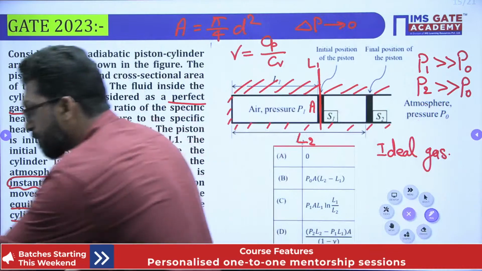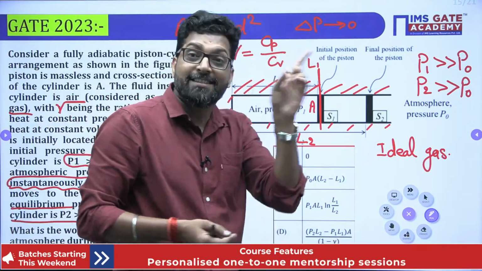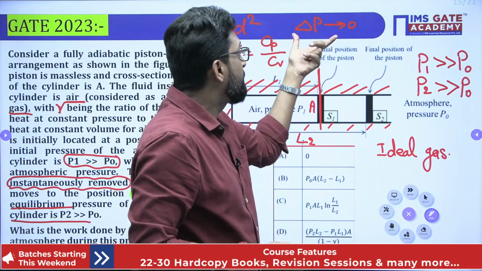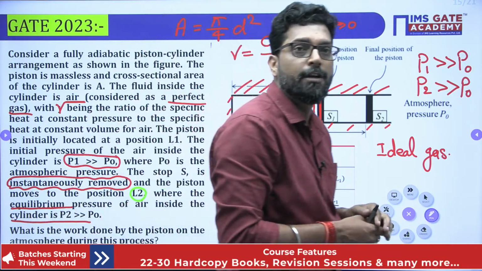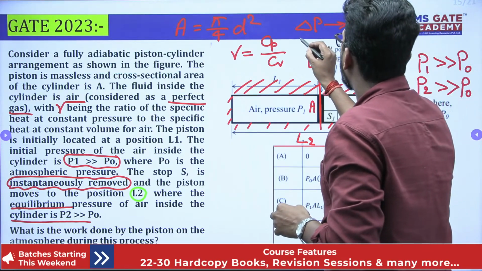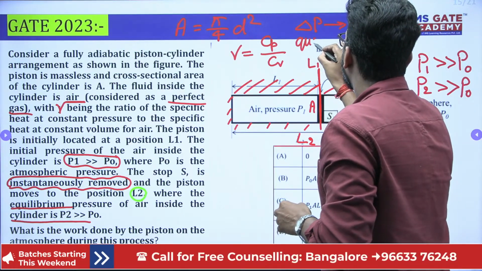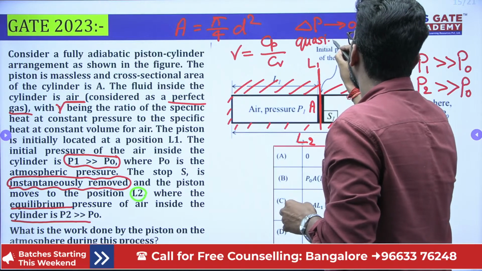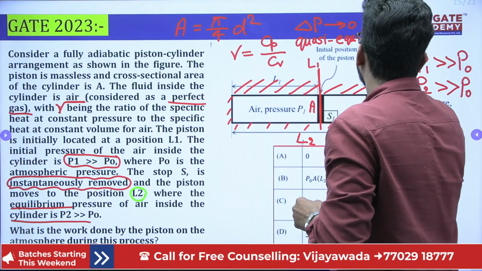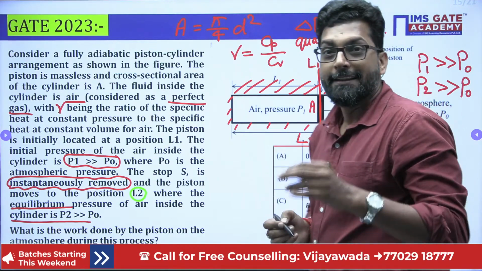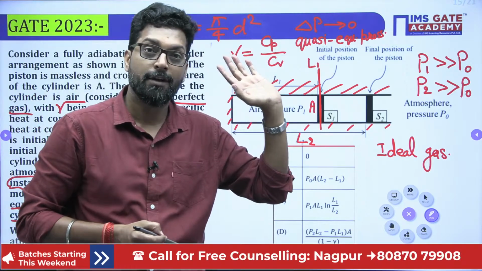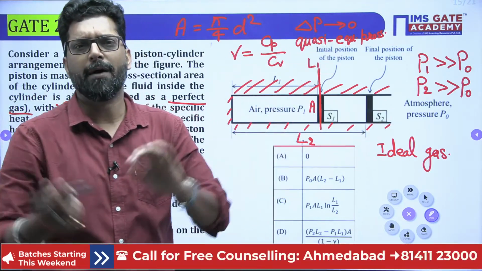That means delta P tends to 0. This is mechanical equilibrium. That means this is your quasi-static process, a quasi-equilibrium process. This is the point where you have to identify this one. Now, if you identify, it is very simple.